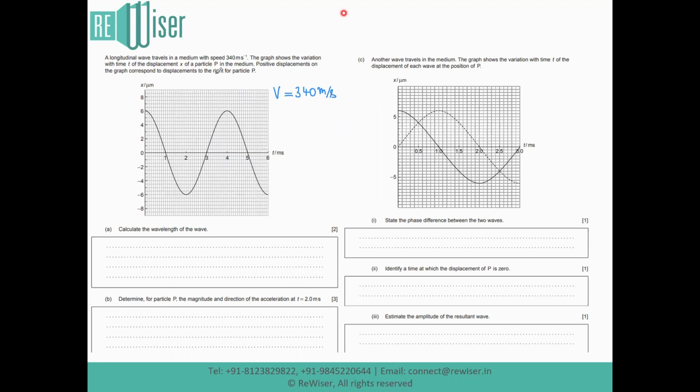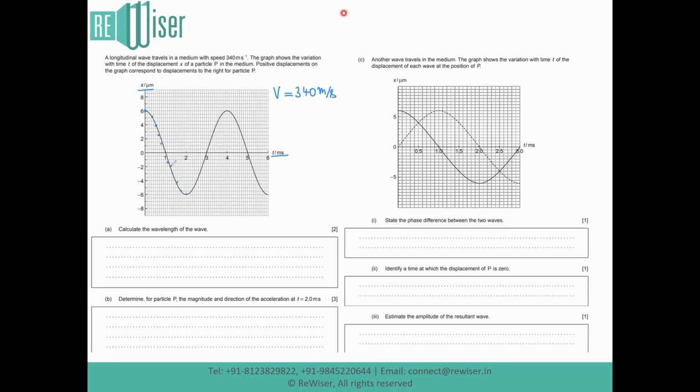The graph shows the variation with time t of the displacement x of a particle P in the medium. So here we have the displacement x on the y-axis and time t in milliseconds on the x-axis. Positive displacements correspond to displacements to the right. In other words, here the displacements have positive values, which corresponds to displacement to the right, and these negative values of displacement correspond to displacements to the left for the particle P. Calculate the wavelength of the wave.